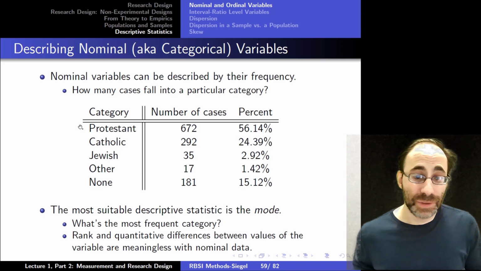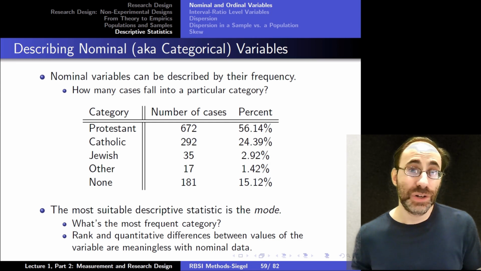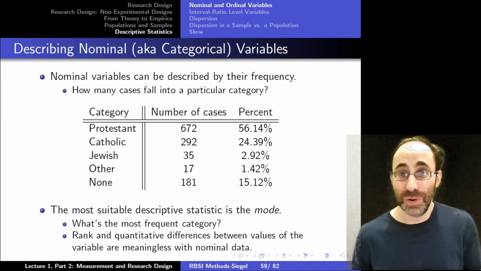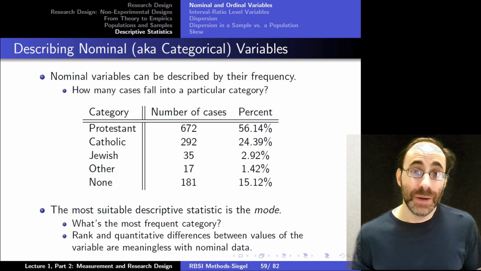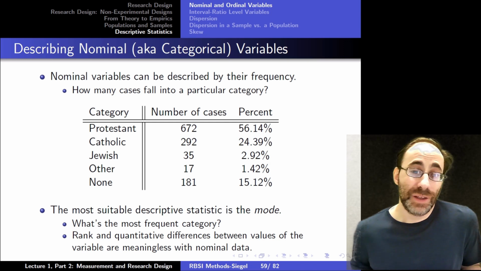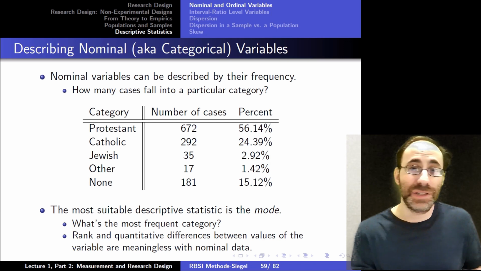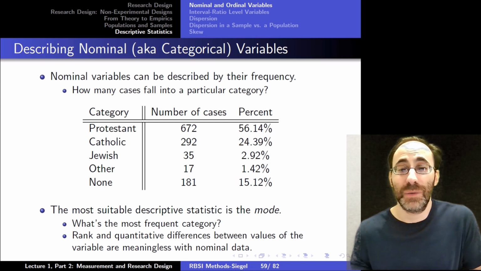Again, because it's nominal, the rank and quantitative differences between categories mean nothing, so all we can really do is say which of the categories occurs most often. So we use the mode to measure that. But even then, the mode is useful information, right? If I ask you, what does my data look like for this religion variable? You can say, well, the most common one is Protestant. I say, okay, thanks. I learned something about what my data look like.